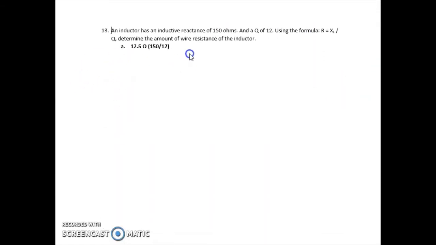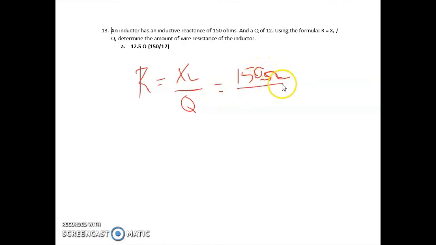And finally, number 13, an inductor has an inductive reactance of 150 ohms, a quality of 12, using the formula. So we have the formula R equals X sub L over Q equals 150 ohms over 12 equals 12.5 ohms. That's the internal resistance of the inductor.